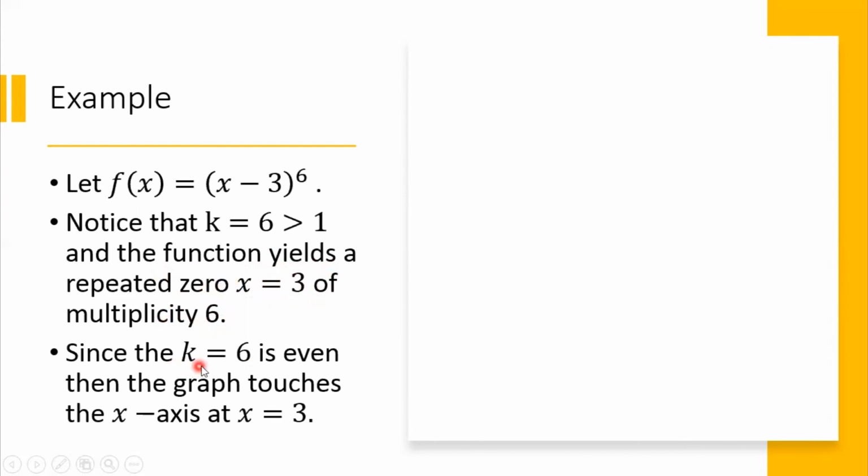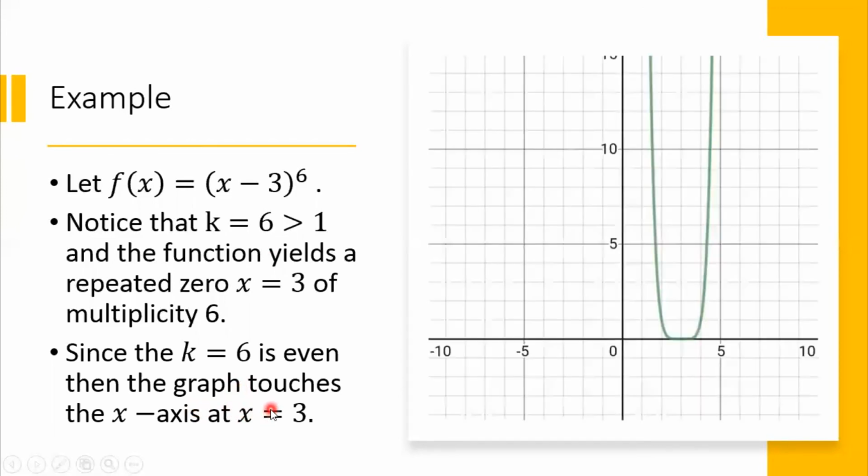Since the k value is 6, which is even, then the graph touches the x-axis at x is equal to 3. So let us see if the graph really touches at x is equal to 3. Okay, so let us count. This is 1, this is 2, this is 3. And we are correct that the graph touches only at x is equal to 3. And it looks like what? It looks like the graph of x squared.